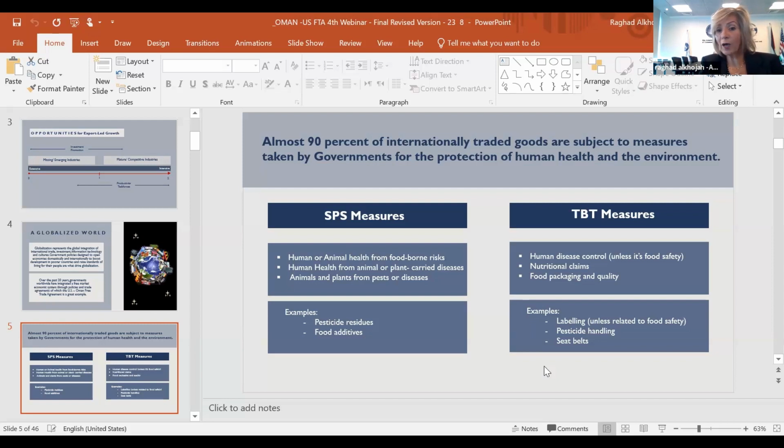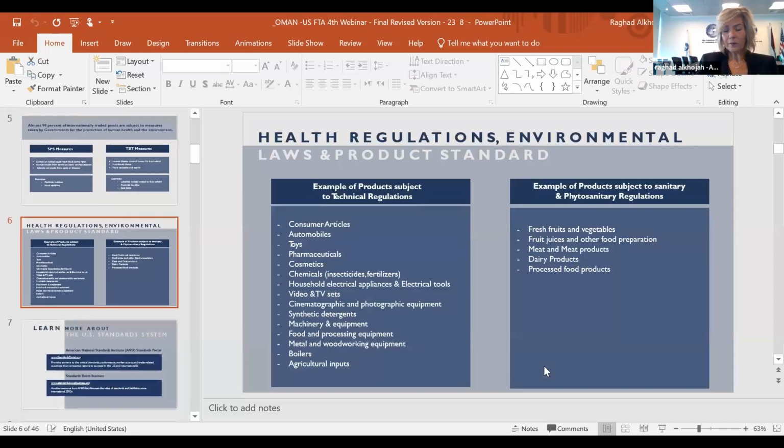And the TBT measures, you have human disease control, and of course, food safety is another component. Nutritional claims, food packaging and quality, all the labeling and all of that. Also, when you are exporting to a country that will be receiving your goods, there are certain regulations, environmental laws and product standards. So you have two different sets depending on what your product is for. So you have the technical regulations and you have the sanitary and phytosanitary regulations.